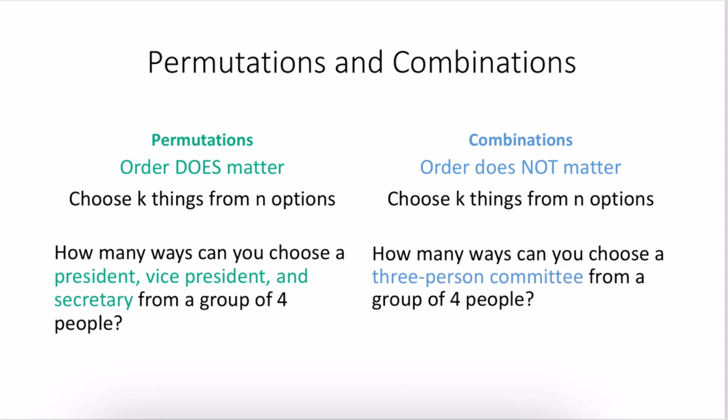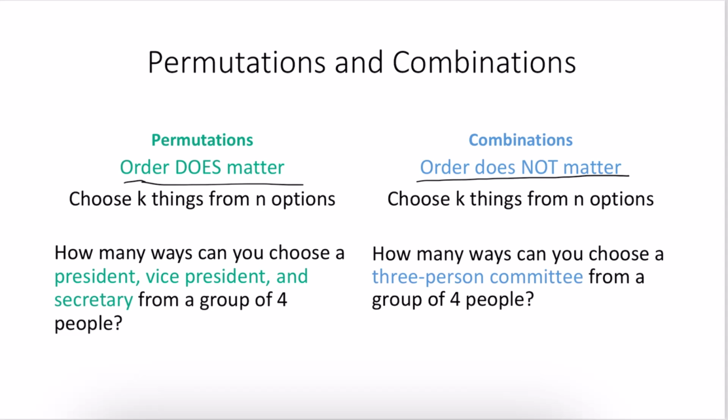The thing that's different about these two is that when you're working with permutations, the order that you choose the things in matters. And with combinations, the order doesn't matter. So to see an example of what this would look like in a word problem, a permutation would be if you were asked how many ways can you choose a president, vice president, and secretary from a group of 4 people. A combination would be if you were asked how many ways can you choose a 3-person committee from a group of 4 people.